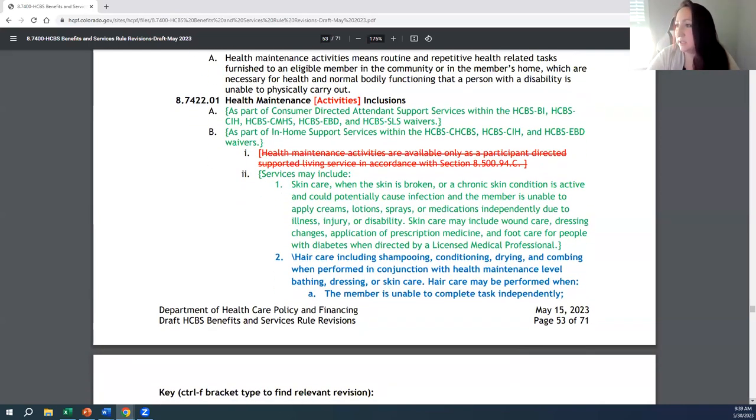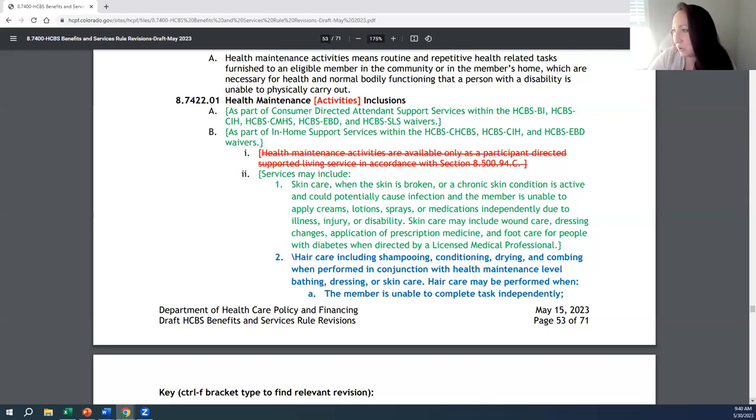And then health maintenance inclusions. As part of customer-directed attendant support services within the HCBS brain injury and HCBS, sorry, I'm so bad with these acronyms as well. The complementary integrated health, CHCBS, CMHS, which one is that? Community mental health support. Thanks. I see C in front and I always think children. HCBS elderly, blind, disabled, and the HCBS SLS supported living service waivers.